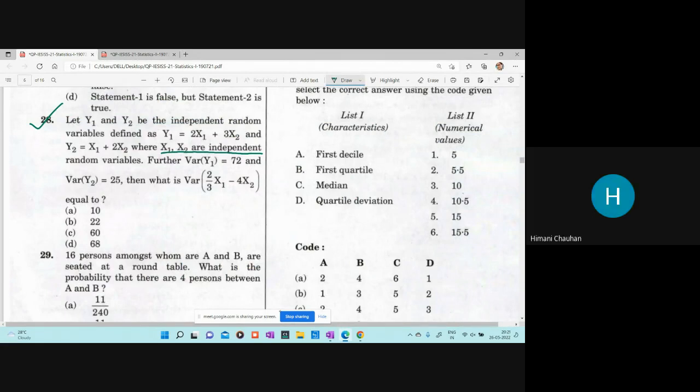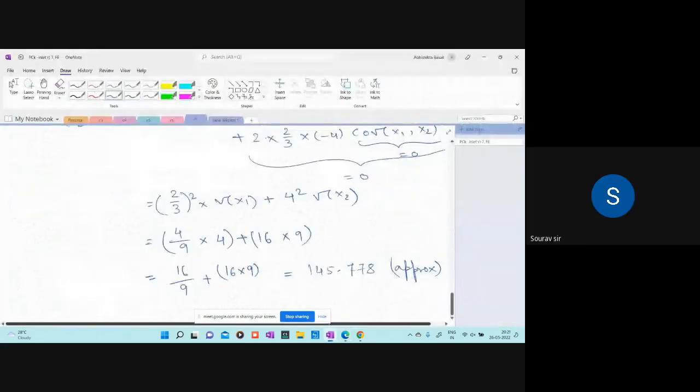Ma'am, you have written the wrong value of variance of x1 and x2. You have just interchanged the value. Oh, sorry, variance of x1 is, sorry. That's why. I think this is 9 and this is 4, right? Yes, ma'am. This will cancel out. That's why.